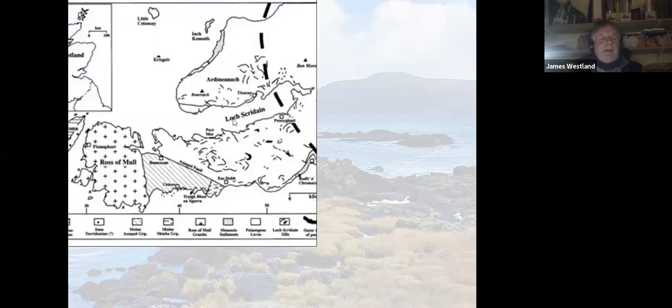Here's a wee map. I can't remember where I got this from, some paper or other. All these little black squiggles that you see there are all members of the Loch Screeden Sill Complex. And I mean, that whole area is covered in them.